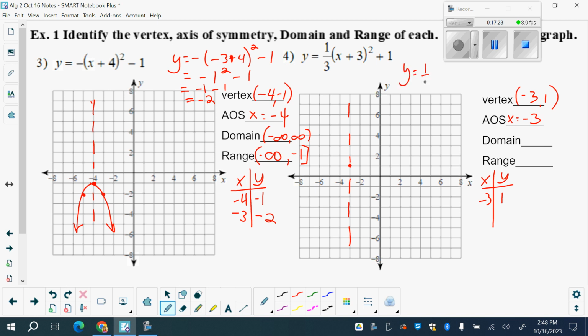So we would have 1/3 times 0 plus 3 squared plus 1. This gives us 1/3 times 3 squared. And then the exponent comes next, right? 3 squared is 9. 9 is 9 over 1. 1/3 of 9 is 3. Plus 1, which is 4.